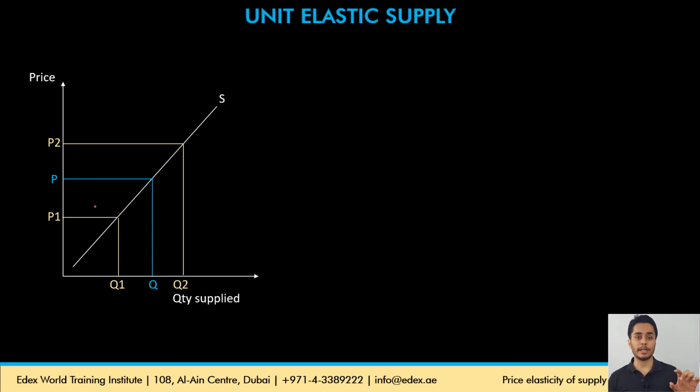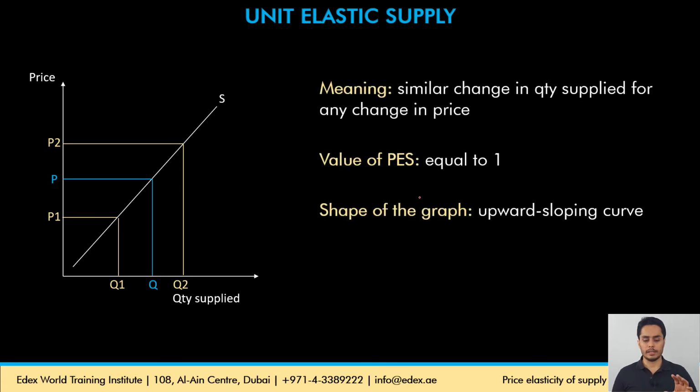Compare the changes in price, the gap between the changes in price and the gap in the changes in quantity, you will see that there is a same proportion change in both price and quantity. And yes, the meaning will be same change in quantity supplied for any change in price. Value of PES is 1 and the shape is upward sloping curve, which is 45 degrees to the origin.